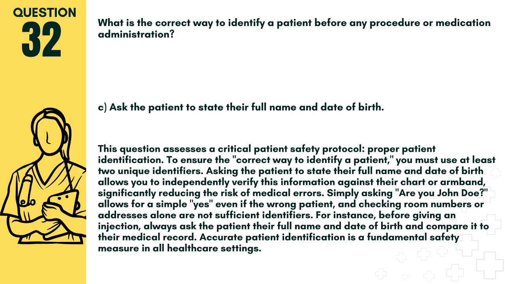Simply asking, "Are you John Doe?" allows for a simple yes even if the wrong patient, and checking room numbers or addresses alone are not sufficient identifiers. For instance, before giving an injection, always ask the patient their full name and date of birth and compare it to their medical record. Accurate patient identification is a fundamental safety measure in all healthcare settings.